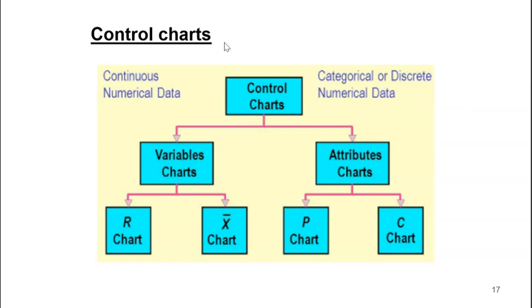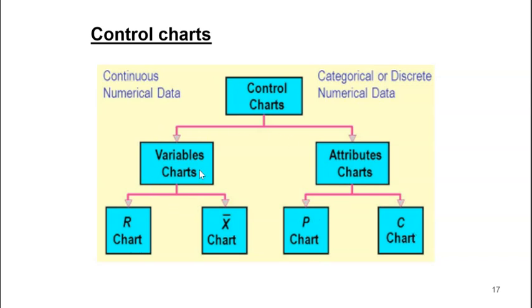So we have two types of control chart. The first one is the variable chart, where we will look into the X bar chart and R chart, and the other one is the attribute chart. We need to know how to determine whether you want the variable chart or the attribute chart for the scenario. The attribute chart is more on discrete numerical data, such as pass or fail, and we have the P chart and C chart.